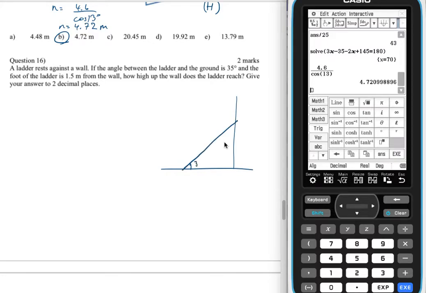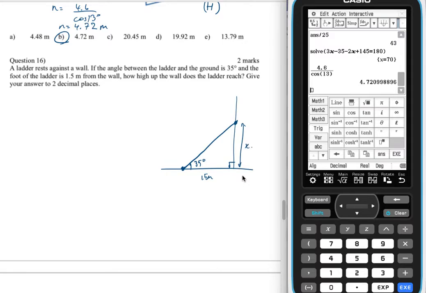35 degrees, and the foot of the ladder is 1.5, so this is the foot here, and this is the point in which the ladder is leaning against the wall, and this is 1.5 meters. Now we assume that it's built nicely, so it's at a right angle. How high up the wall does the ladder reach? Give your answer to 2 decimal places. So we want to work out that there, which I'm going to call x.